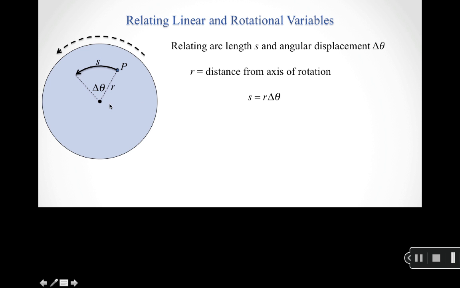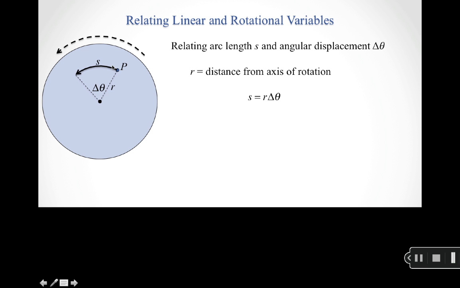So if we label r as the distance from the axis of rotation, so here's our axis of rotation, here's how far we are away, so this distance here is r, then what's called s is our arc length, so literally just a length of some section of the arc of a circle. And that distance s, the arc length, is going to be given by r times your angular displacement. So the farther away you are from the center, the larger the arc length you've got to go around if you cut out the same angular displacement.